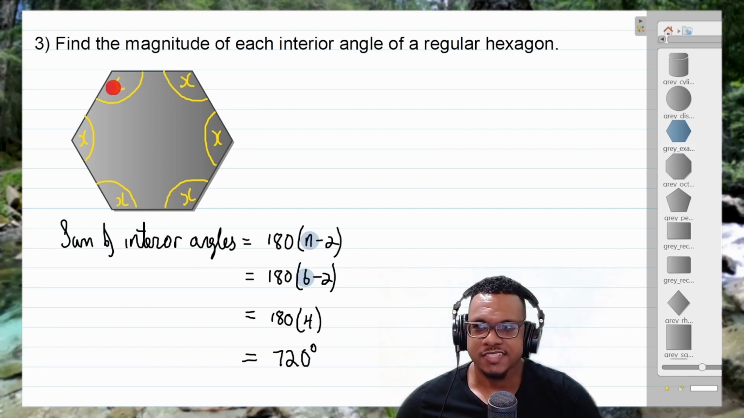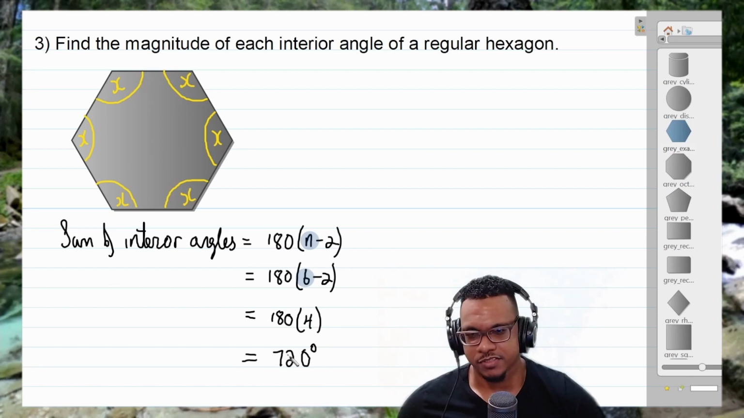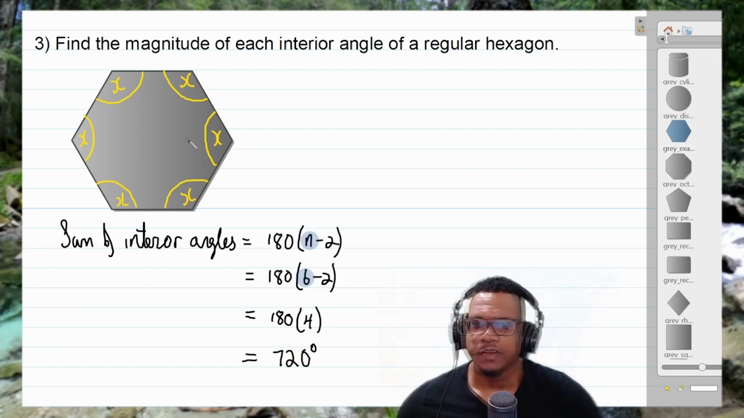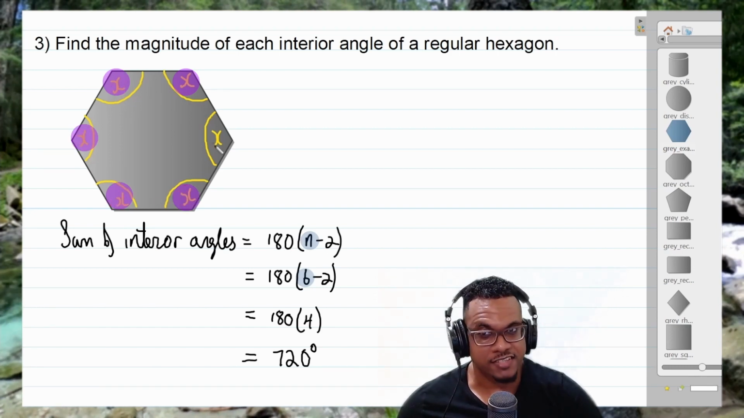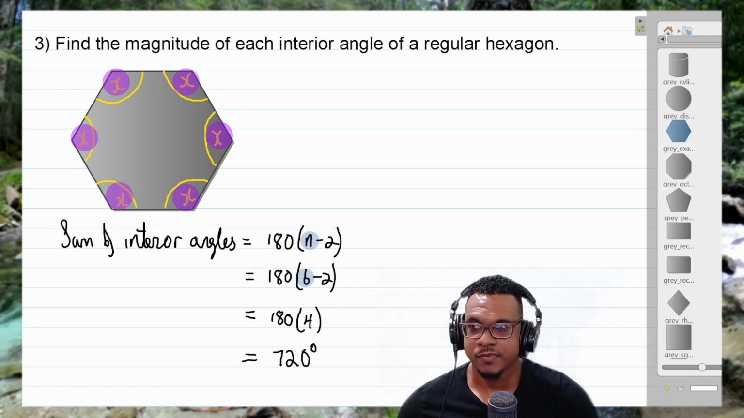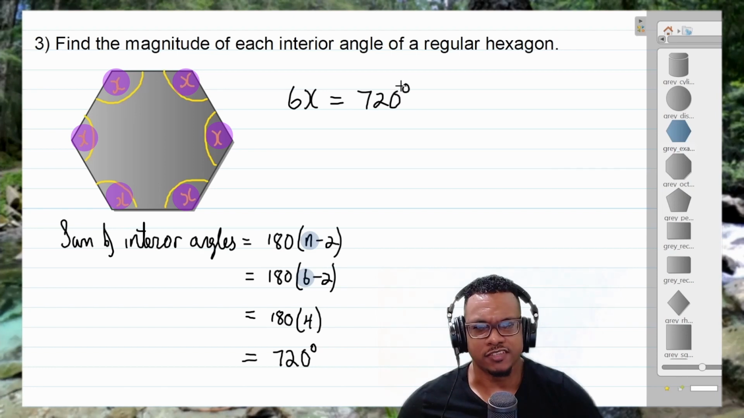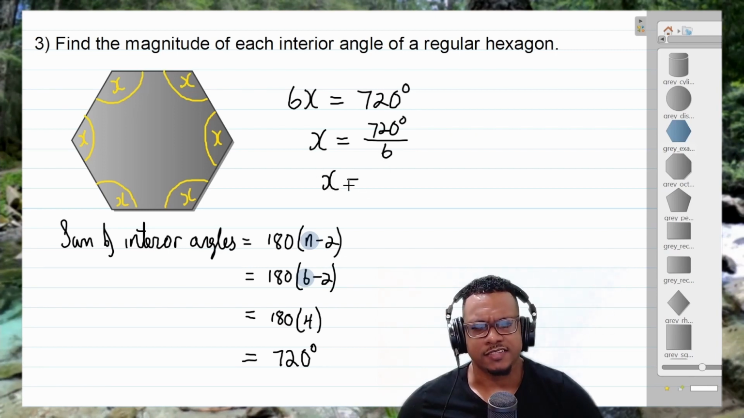So now I know these 6 interior angles must add up to 720 degrees. So I'll have to add up these 6 x's, which are the interior angles of the hexagon, and that will give 6x. So I'll have x plus x is 2x, plus x is 3x, plus x is 4x, plus x is 5x, plus this x is 6x. So I'll have 6x is equal to 720 degrees. So x is equal to 720 degrees divided by 6. So x is equal to 120 degrees.